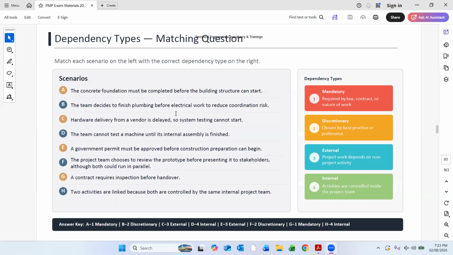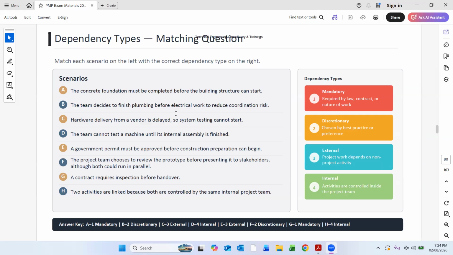Dependency types. Here, match each scenario on the left with the correct dependency type on the right. Can you match these dependencies? These are the scenarios and these are the dependency types. The concrete foundation must be completed before the building structure can start. Number one is mandatory.